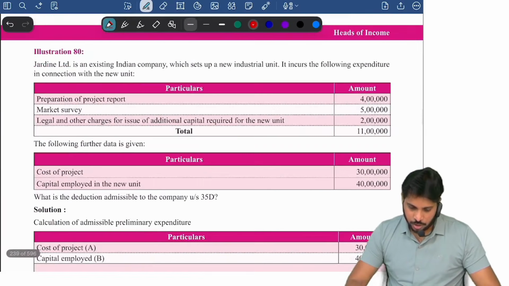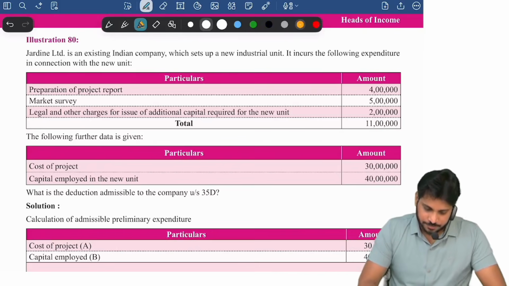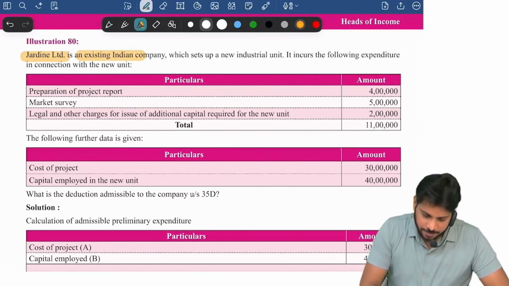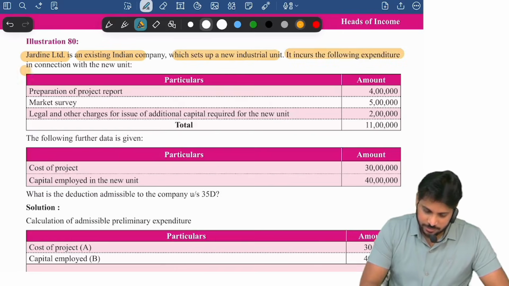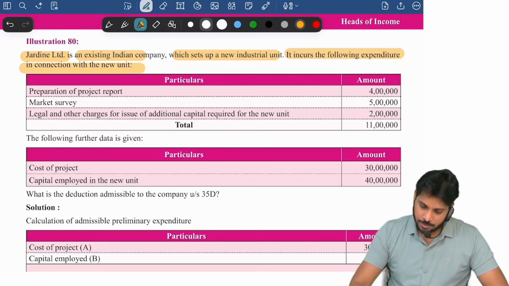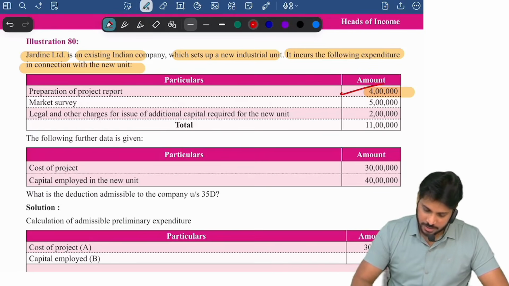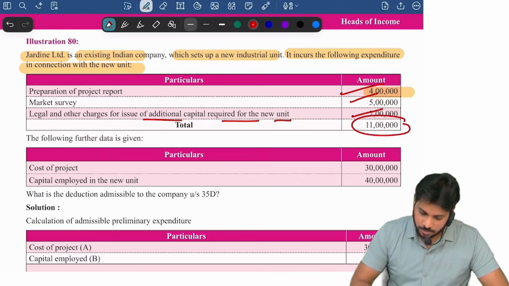Okay, now preliminary expenditure. We need to now look at preliminary expenditure. Jardin Limited is an existing company which has set up a new unit. It incurs the following expenditure in connection with the new unit, expansion related. Yes or no? Preparation of project report, yes, preliminary expenditure. Market survey, yes, preliminary expenditure. Legal and other charges for issue of additional capital required for new unit, yes, preliminary expenditure. Total preliminary expenditure how much? 11 lakh.